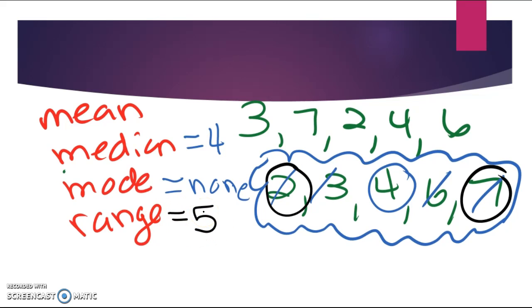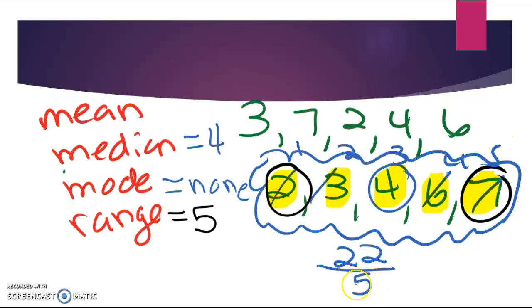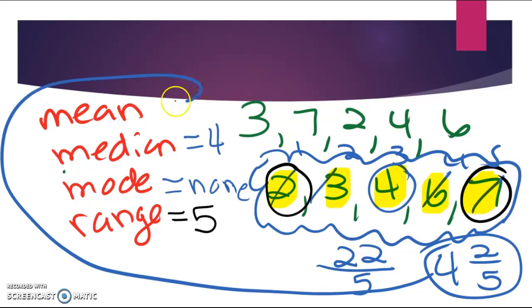And then my mean, what I do for that is I add up all of my numbers. So I add 2, 3, 4, 6, and 7. If you add all those up, that's 5, 9, 15, 22. You add them all up, and you divide by how many there are. So there's 1 number, 2 numbers, 3 numbers, 4 numbers, 5 numbers. I do 22 divided by 5. I'm going to get 4 and 2/5, or you could leave it as a decimal, it wouldn't matter. But let's move this over here. So my mean's 4 and 2/5, my median's 4, my mode, I don't have one, so I put none, and my range is 5.